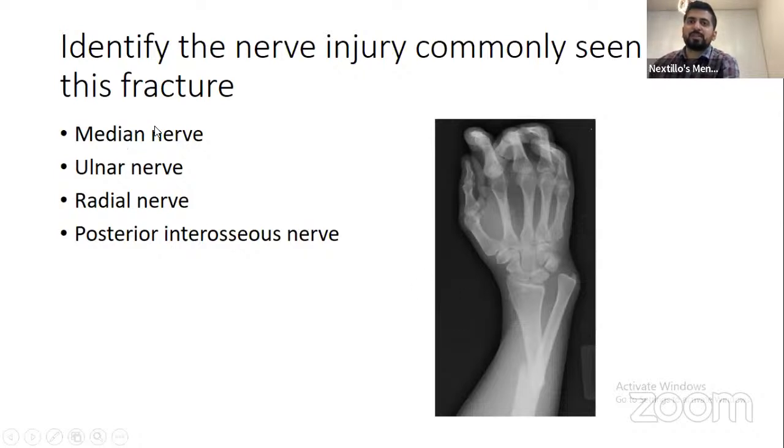Now, the next part of the question says, identify the nerve injury commonly seen. Now, this question basically tests your applied anatomy, because the nerve injury commonly seen will depend upon whether you know which nerve is going to pass near this fracture fragment. So what do you think the answer should be? So I'll give you another half a minute to find out the answer to this question and see what you come up with.